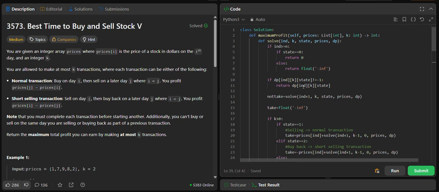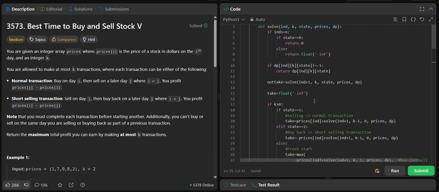State basically shows the transaction we are making or not making. Suppose if the state is 0, that means we are not making any transaction.